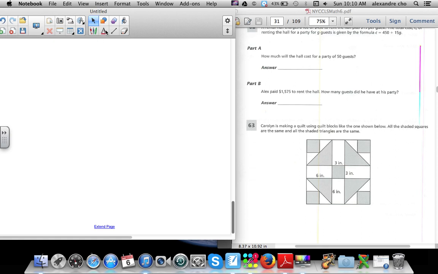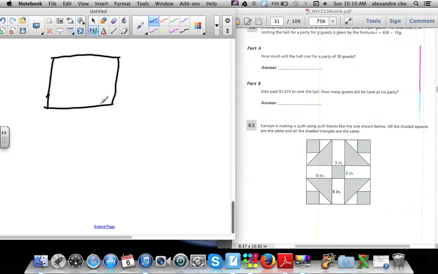What's the white space? Let me try to do it this way. To find the area of the white space, you can find the area of the whole thing and take out the shaded parts. You have a square. Let me try to draw this. You have another square over here. You have another square over here. Another square over here. You have a square in the middle. And you have a triangle right here. You have another triangle right here.